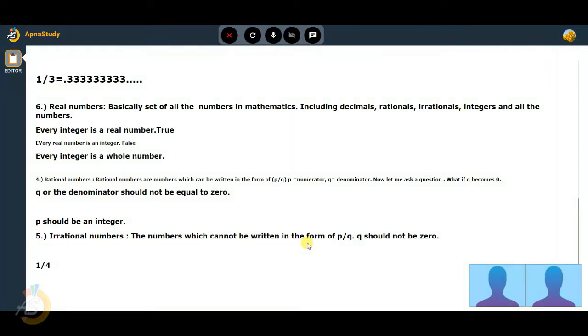Can you tell me, is this statement true? Every integer is a whole number. Yes, it is true. Now let me remind you of whole numbers. Whole numbers are all numbers greater than 0. Give me a short answer.